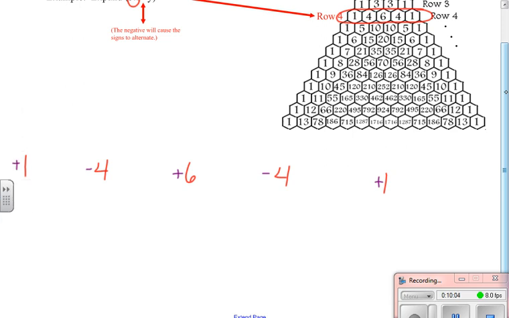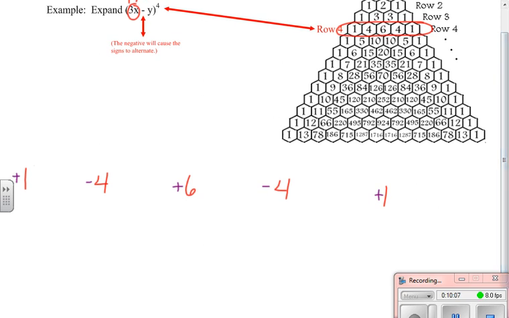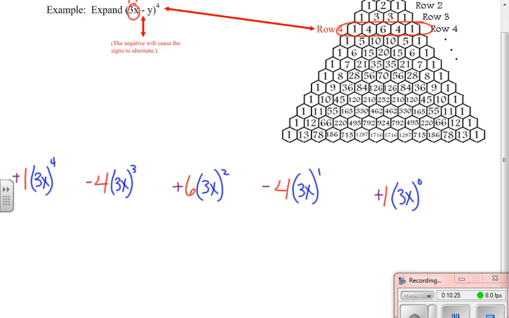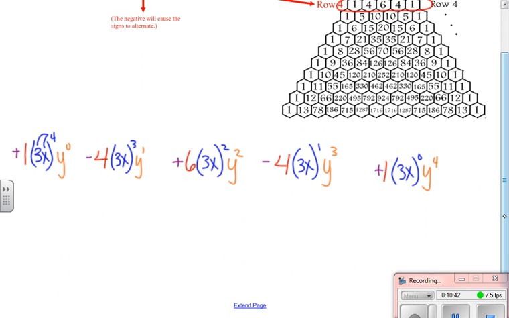Now in this case, my first term is 3x. So I need to treat that 3x to the fourth, 3x cubed, 3x squared, 3x to the first, 3x to the 0. Now why is that so important? This 4 needs to get distributed, so my coefficients are going to change quite a bit. With y, I have y to the 0, y to the first, y to the second, y cubed, y to the fourth.